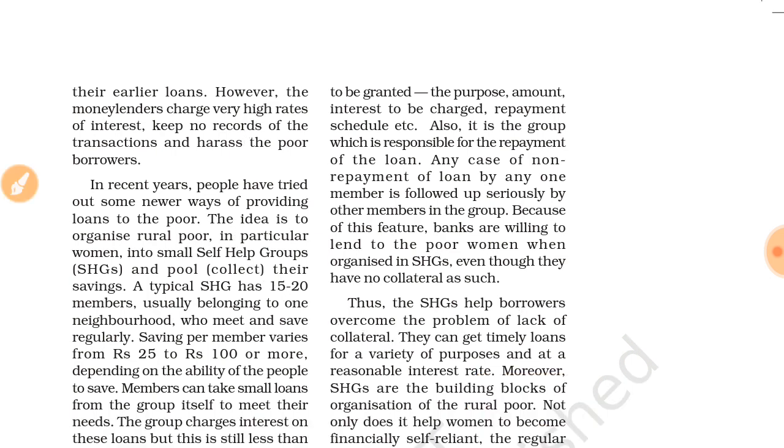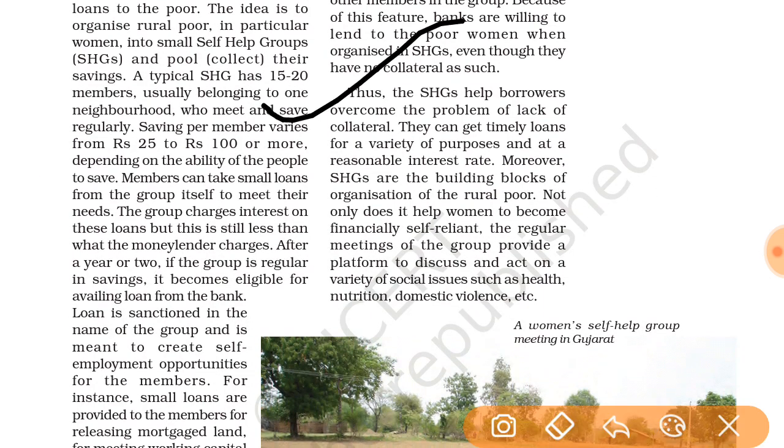And again, do self-help group borrowers overcome the problem of lack of collateral? Means, to borrow money from the self-help groups among the members, there is no need to submit any collateral. So this is the facility. They can get timely loans for a variety of purposes and at reasonable interest rates.